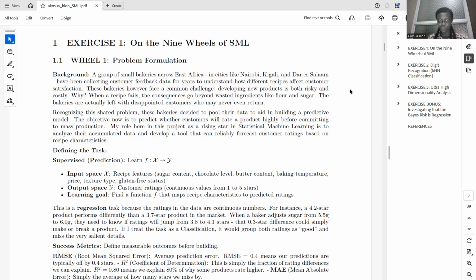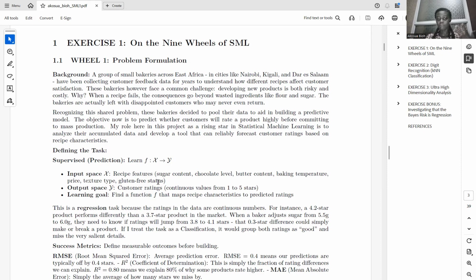So with my task one, I looked at a group of small bakeries across East Africa who wanted to rate their products before they go into mass production, so that they don't run at a loss or have a lot of disappointed customers. I used the labeled data set, and because of that, this is supervised learning.